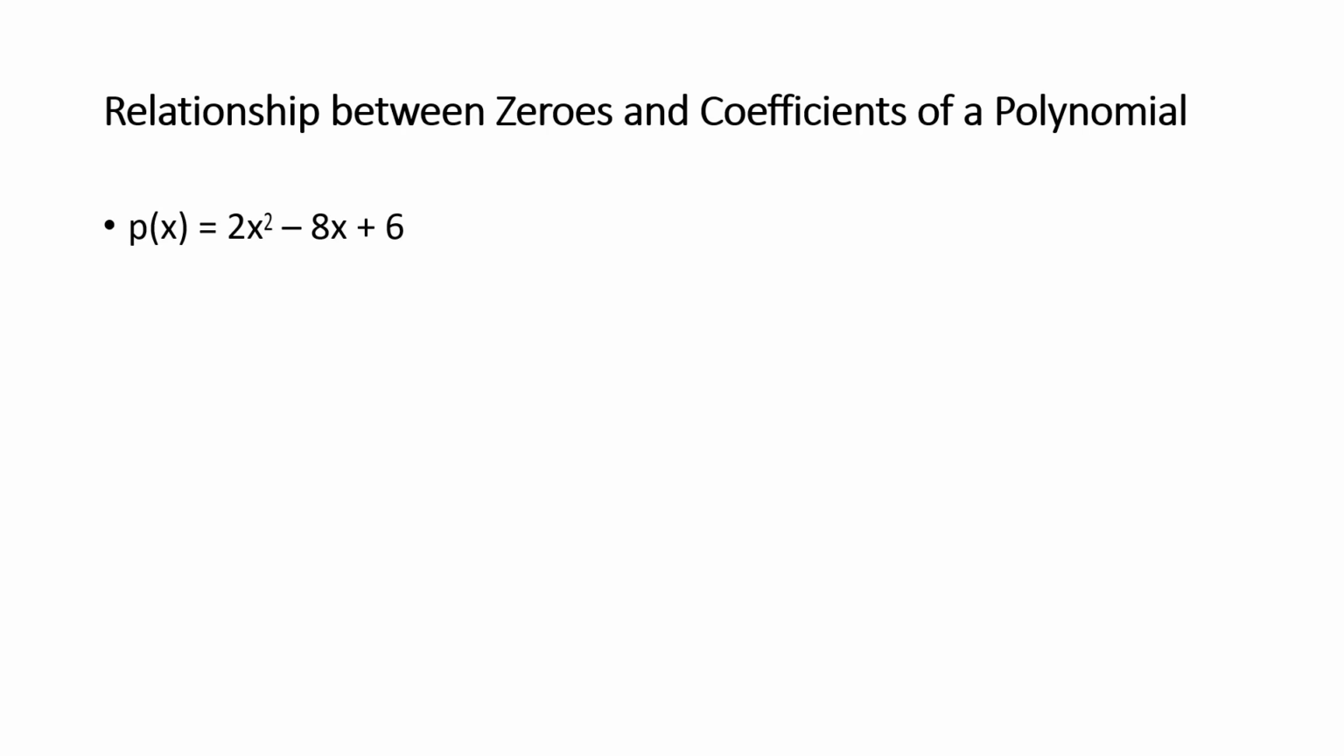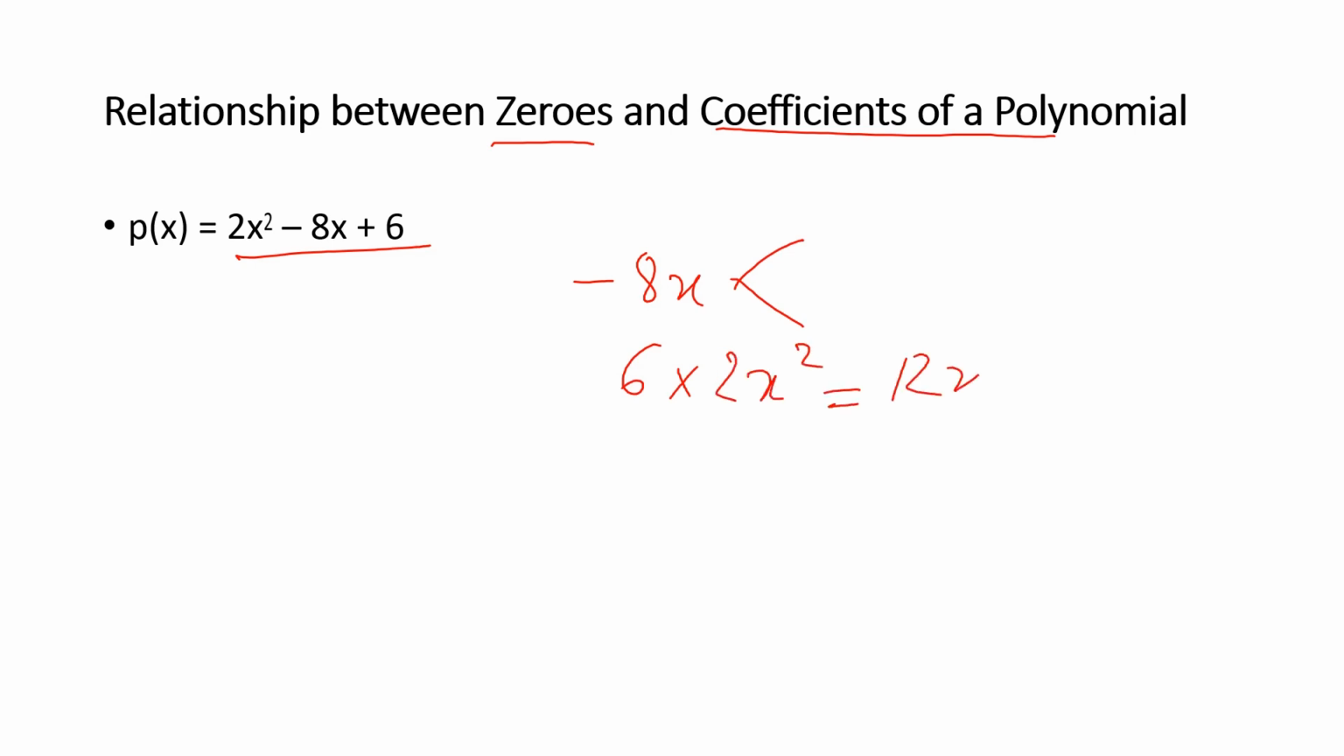So now let us try to learn about the relationship between zeros and coefficients of a polynomial through an example. Here I have taken a quadratic polynomial 2x squared minus 8x plus 6. We'll first factorize this quadratic polynomial by splitting the middle term. So what we have to do is split the middle term minus 8x into two terms such that the product of those two terms will be equal to 6 into 2x square, which is equal to 12x square.